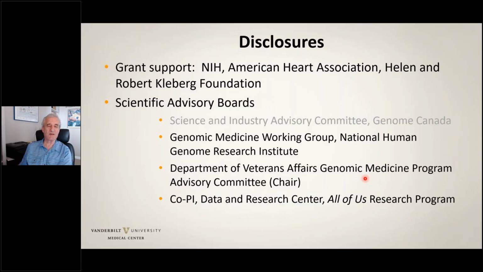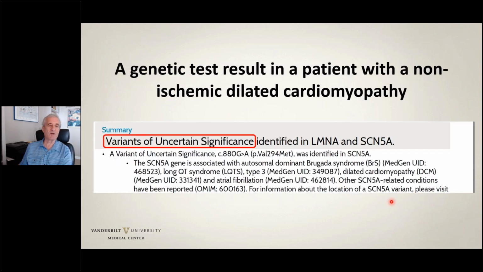These are my disclosures. There is nothing exciting there at all. So this is the problem we're here to talk about, the variant of uncertain significance. This is a genetic test result in a patient with a non-ischemic dilated cardiomyopathy, and they have a VUS in SCN5A and LMNA, so 2 VUSs.